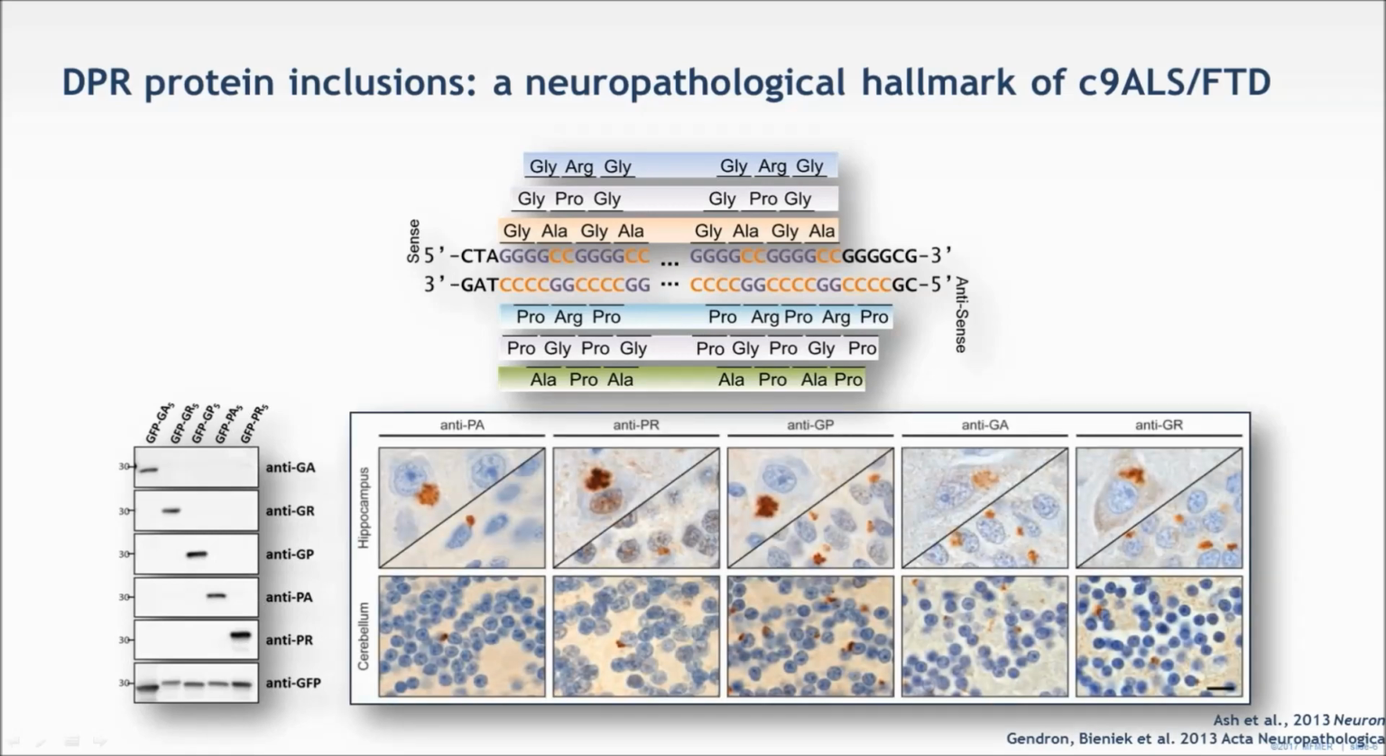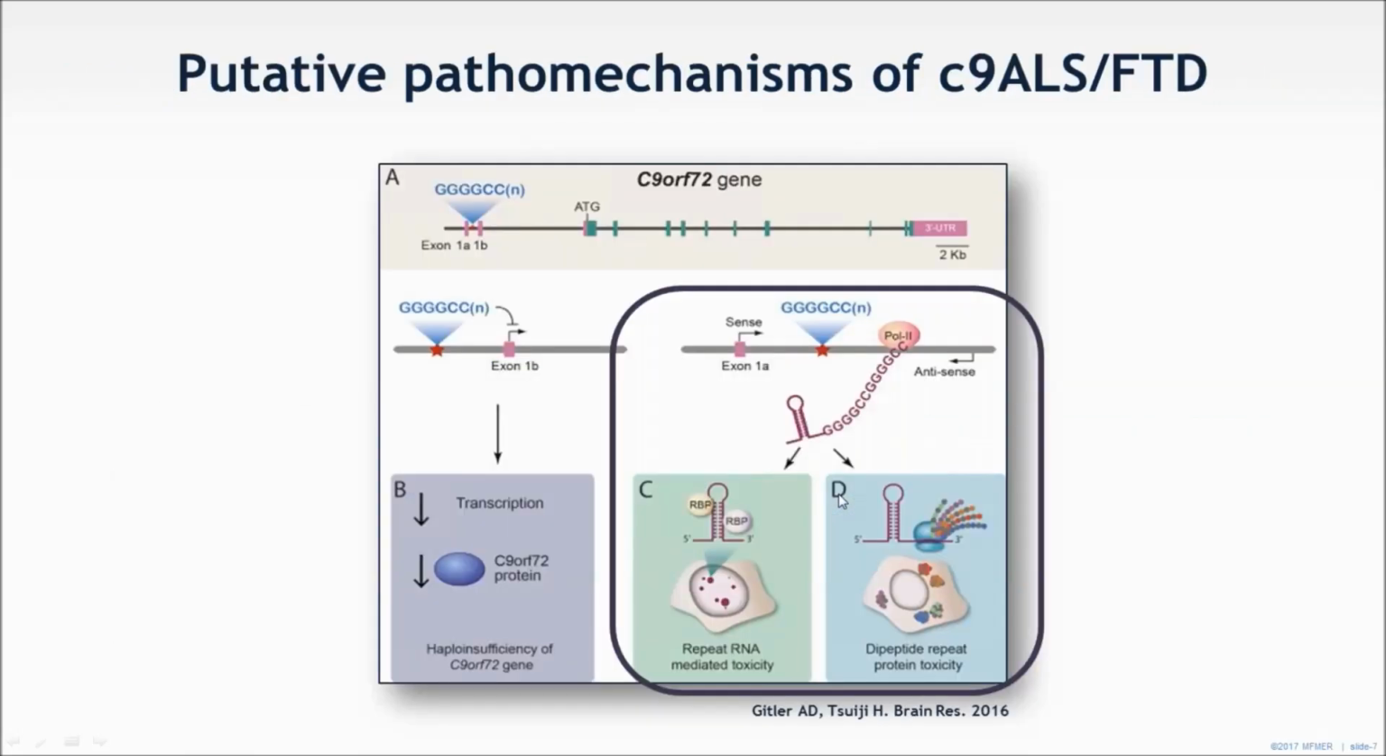And we have shown, using antibodies developed for each of these unique dipeptide repeat proteins, that they tend to aggregate in disease, and they form these inclusions throughout the CNS, but found most frequently in the cerebellum, the frontal cortex, and the hippocampus. Among all of these proteins, those that are the most frequently observed are PolyGA and PolyGP.